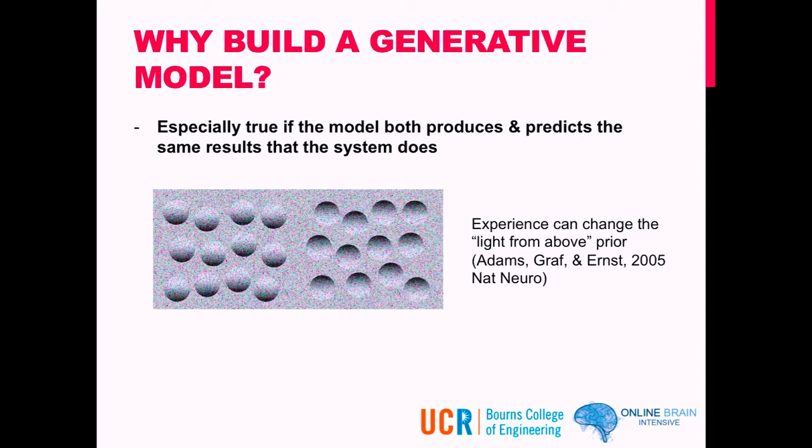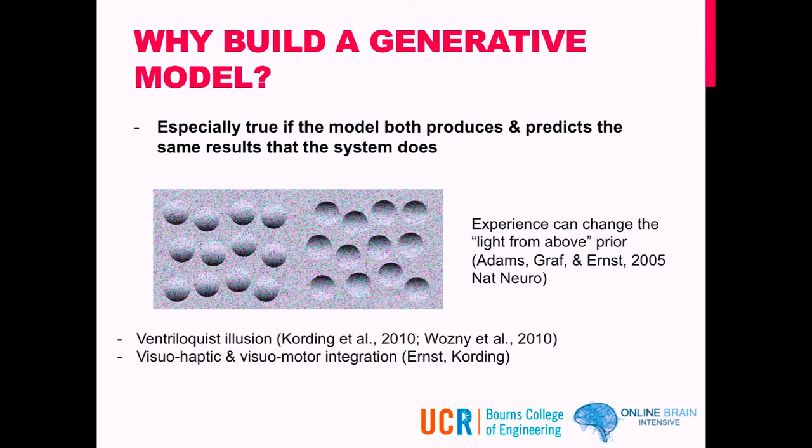then we can say we've probably done a good job at describing how the system is using this information. We can see this type of calculation in other visual and multisensory illusions too, like the ventriloquist illusion, where the perceived spatial location of a sound gets pulled towards where you see the simultaneous visual stimulus happening. So that's like when you see a ventriloquist and it seems like his voice is actually coming from the puppet's mouth. You also see this with visual haptic and visual motor integration. So these are all examples where a simple Bayesian generative model can adequately and accurately describe behavior.